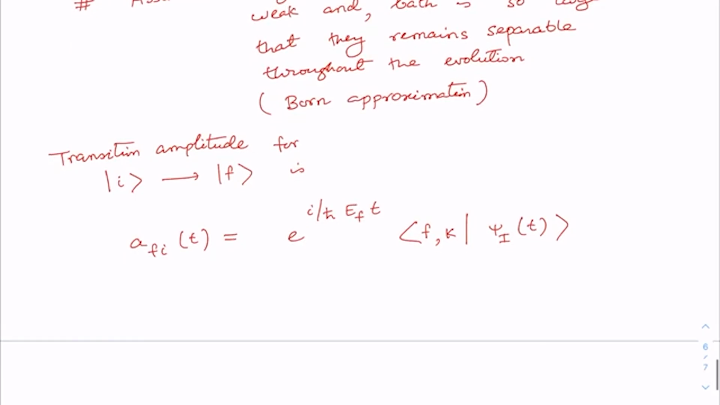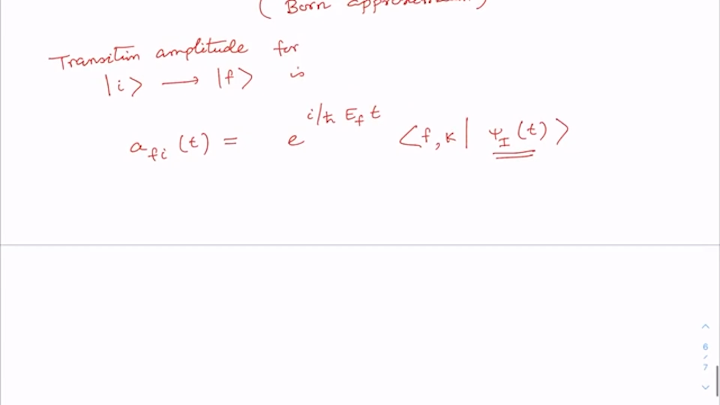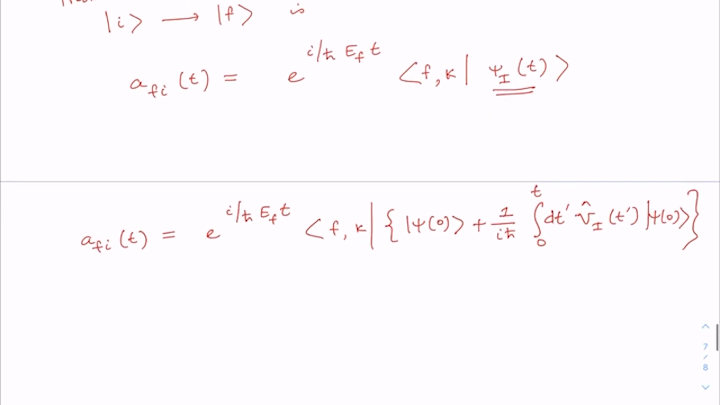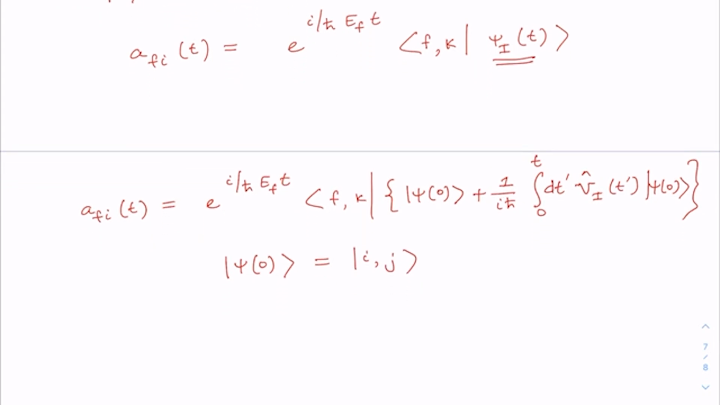Then, because we know the expression for psi_I already, I can write this amplitude A_FI as e to the power i by h cross E_f t, bra fk, and here I have psi of 0 plus 1 by i h cross integration 0 to t dt dash V_I(t dash) psi of 0. Okay, this is what we have. By the way, we also know the initial condition that psi of 0 is equal to ket ij, and the initial system ket i and the final ket f are orthogonal to each other.